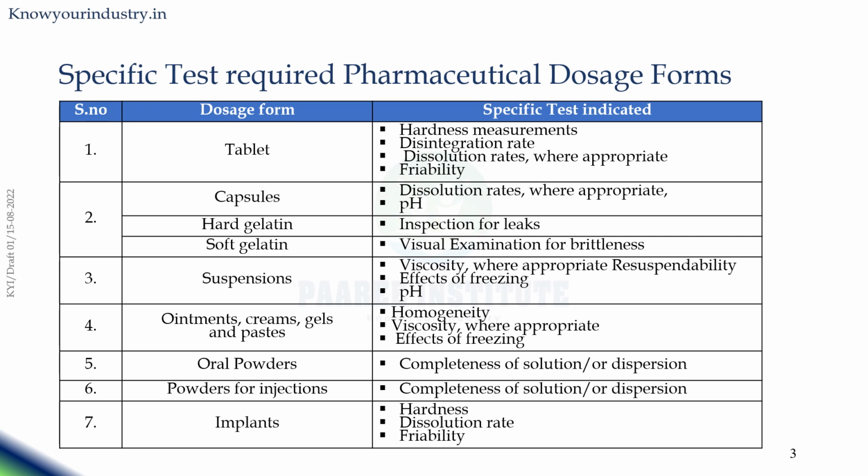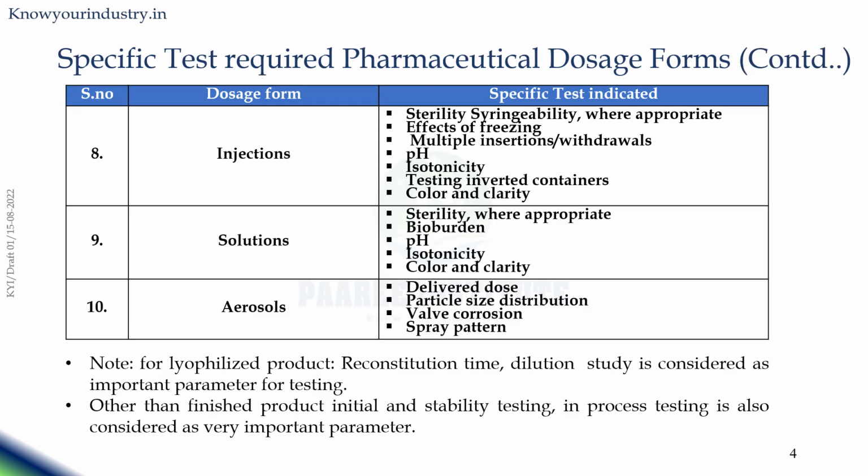So these are very specific tests for each dosage form, apart from the regular test parameters being considered while developing the product. And injections: sterility, syringeability, effects of freezing, multiple insertions for the multiple doses, isotonicity, color and clarity, and pH as well. Of course, there are few solutions that have to be done with the same tests. In addition to that, microbial attributes, sterility or BET, and viable count.